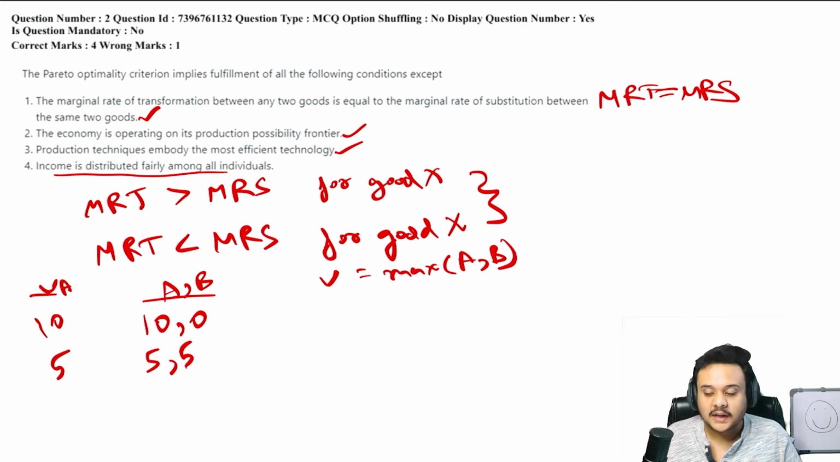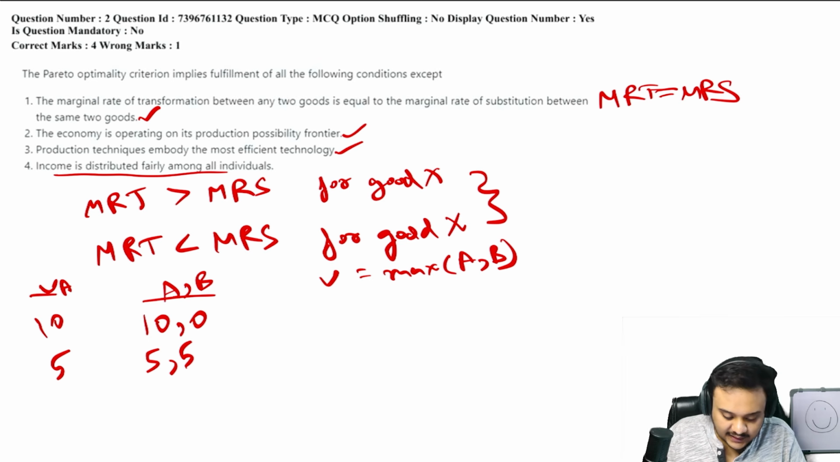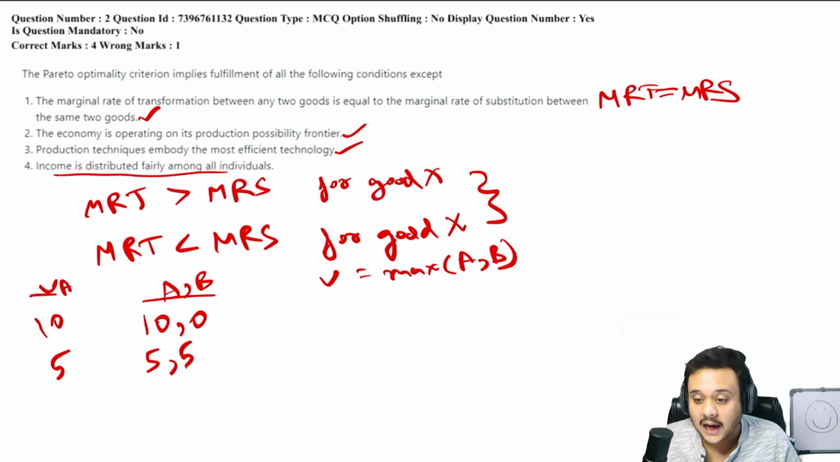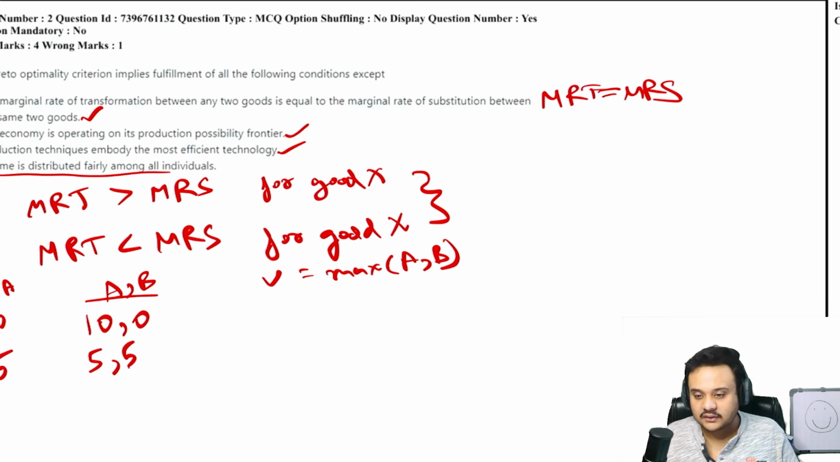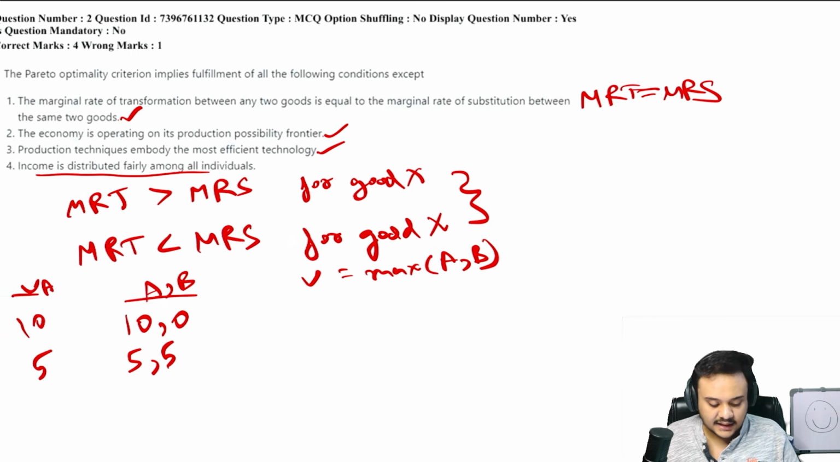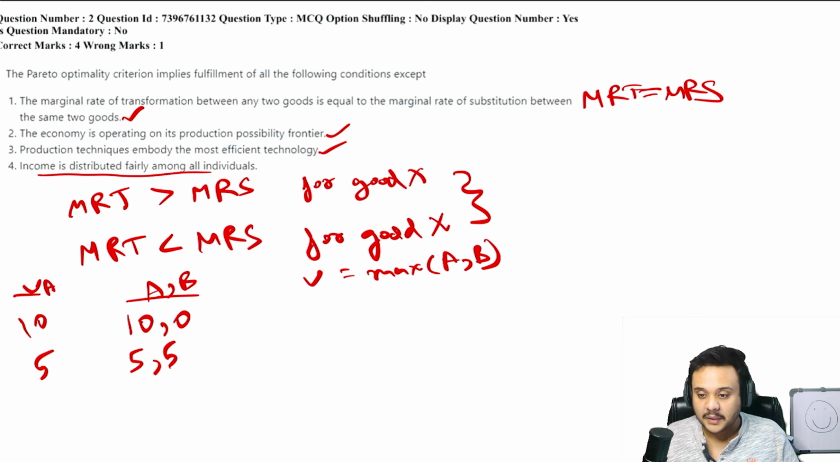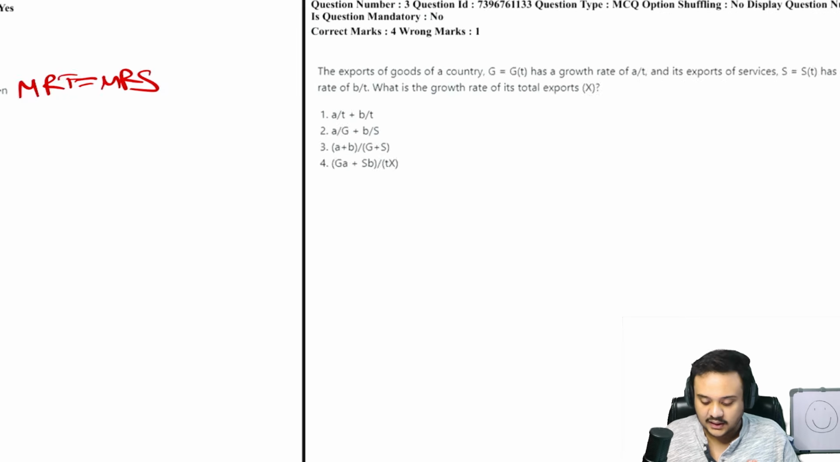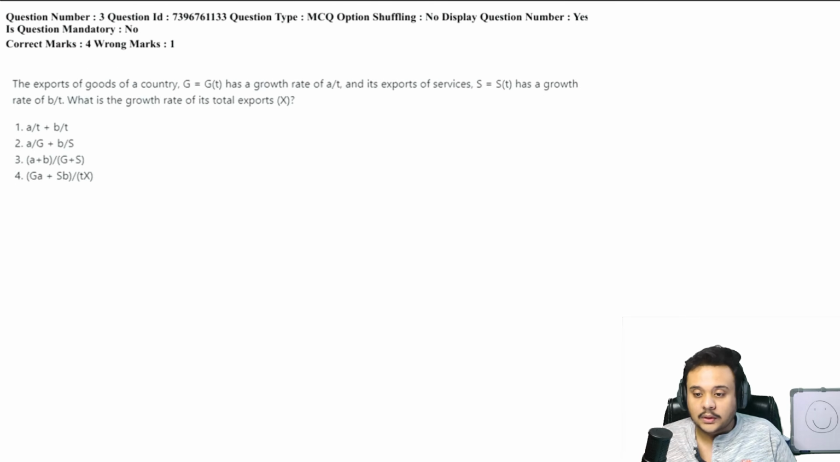Okay, so you can very clearly see that income being distributed fairly is not at all our priority. Our priority is to keep efficiency inside of the system. That is all we care about. Okay, so that is why this was a very easy question. If you have studied the assumptions of Pareto optimality, you would have known this very well. Let us move on. Okay, so now let us read the third question.